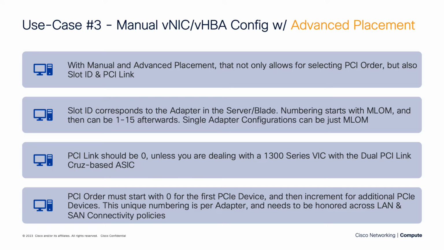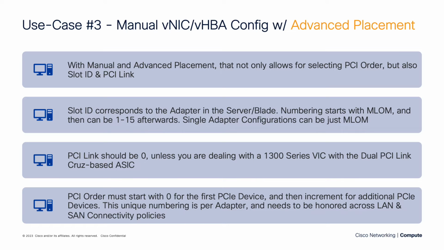Okay, it starts with MLOM. So many of you will have just MLOM, but if you have a dual adapter set up in a blade, then you're going to be using MLOM with slot number 1. Okay. The PCI order should start with 0, and it is unique to the adapter. So if you have 2 adapters, you'll have 2 different PCI orders, one for each adapter. The only exception to this is the 1300 series VIC, the Cruise ASIC, in which case you have 2 PCI orders on a single physical adapter, and that's designated with host port 0, host port 1.